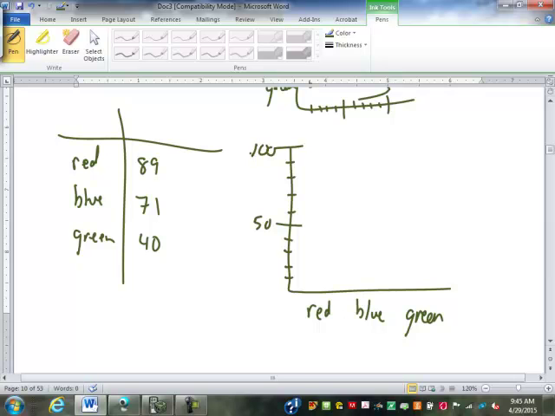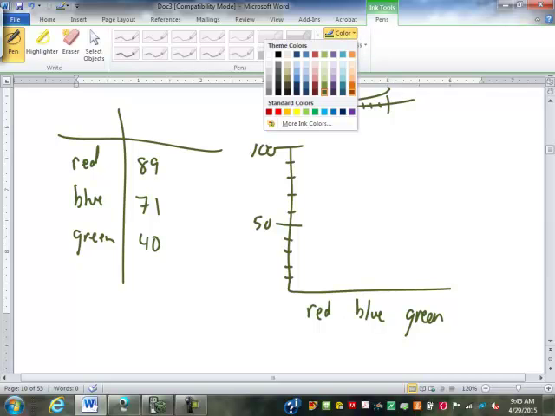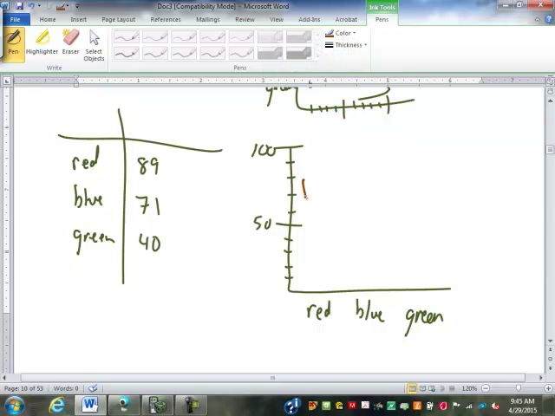Because I have to go up to 89, I'm not going to number every one. I have to go with 5s or 10s or whatever. So now my bar for red is 89. Now looking at that bar, is that 89? Is it 88? Oops, I got to go up one more. Is that 89 or 88 or 90 or where exactly is it?